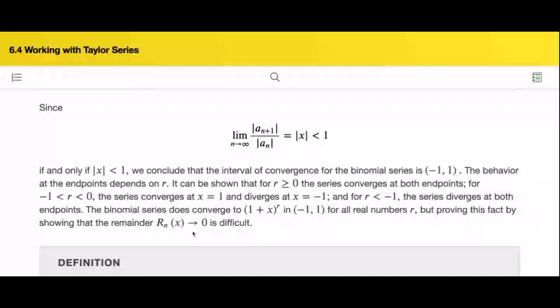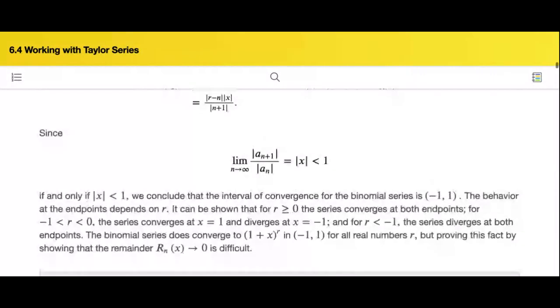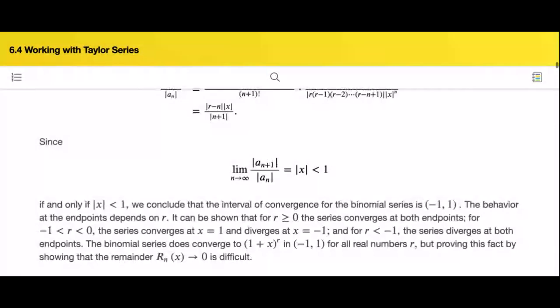So the binomial series does converge to (1 plus x) raised to r in the interval of -1 to 1, without the endpoints, for all real numbers r. But proving this fact by showing that the remainder Rn of x goes to 0 is difficult. So that's why here we use the ratio test to determine the interval of convergence. Does anyone have any questions?